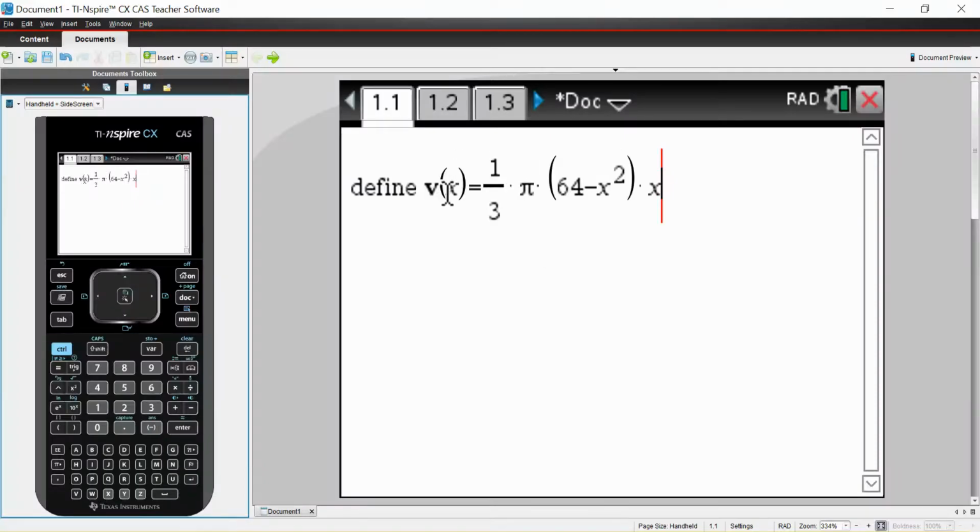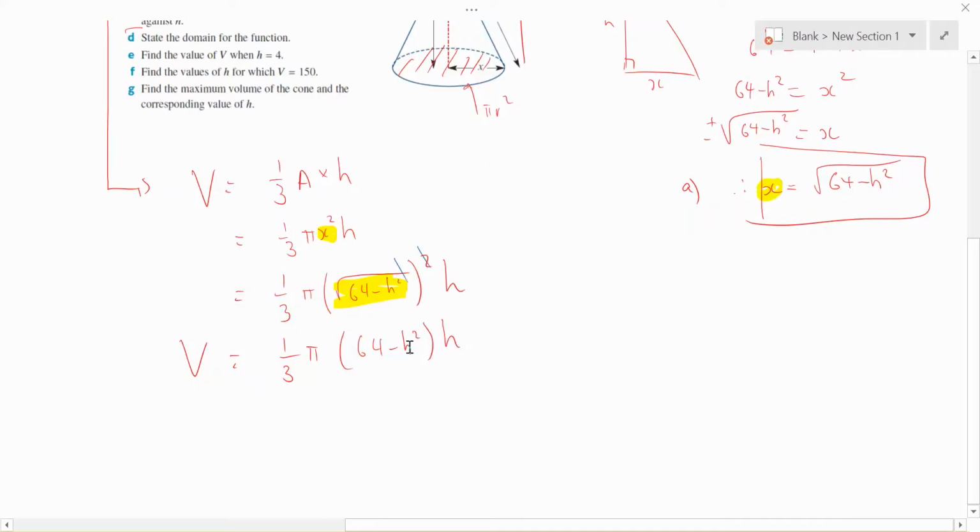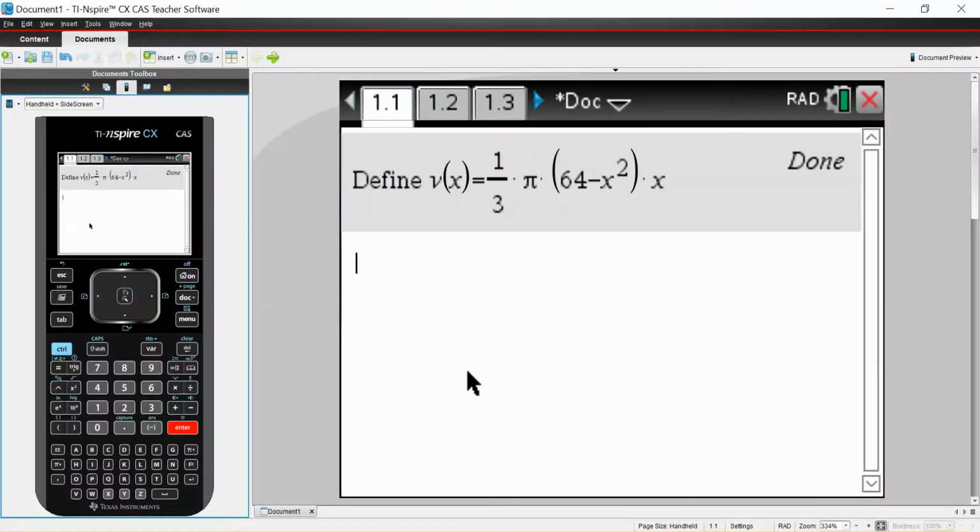The reason why I have to use x is because when you graph it, the calculator always has an x-axis and a y-axis, so you need x values. That's why you have to use x's. Okay, so there we go. I've just copied this. I've just replaced the h with an x. Okay, there we go. This is my graph. I've defined it, and they want me to sketch.